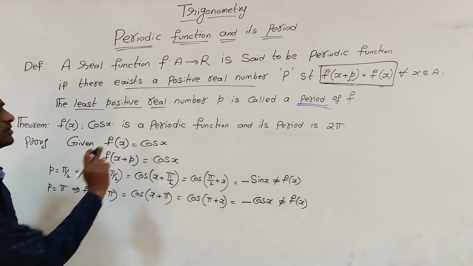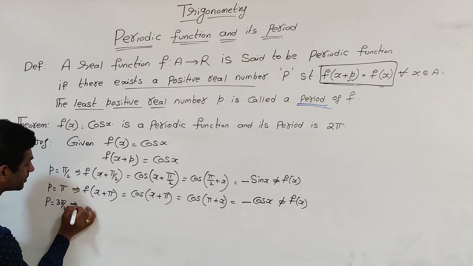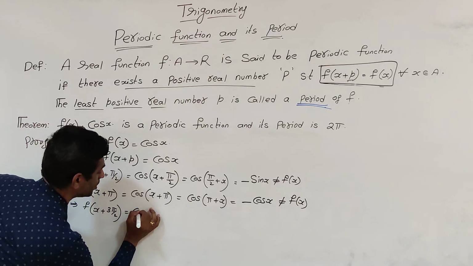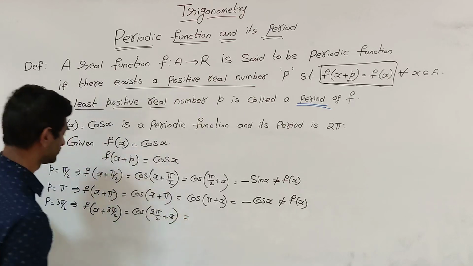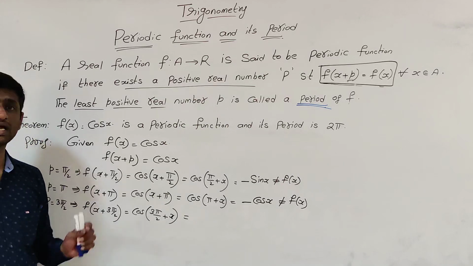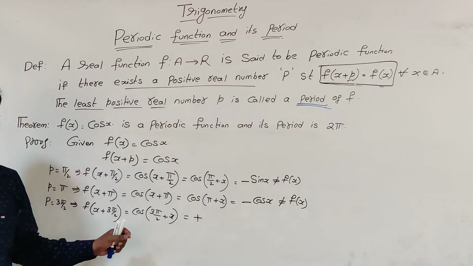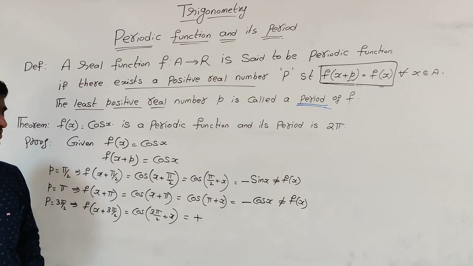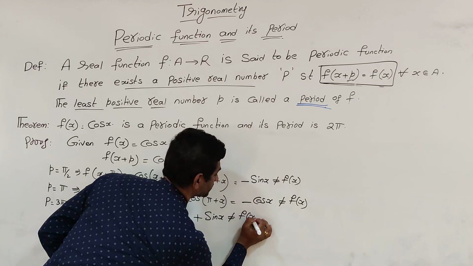What is f of x? Cos x. Next, if p is equal to 3 pi by 2, then f of x plus 3 pi by 2, that is cos of 3 pi by 2 plus x. So it is 270 plus theta. 270 plus theta lies in the fourth quadrant. In the fourth quadrant, cos will have a positive sign and since it is an odd multiple of 90, the trigonometric ratio changes. So it will be plus sin x. So again, which is not equal to f of x.